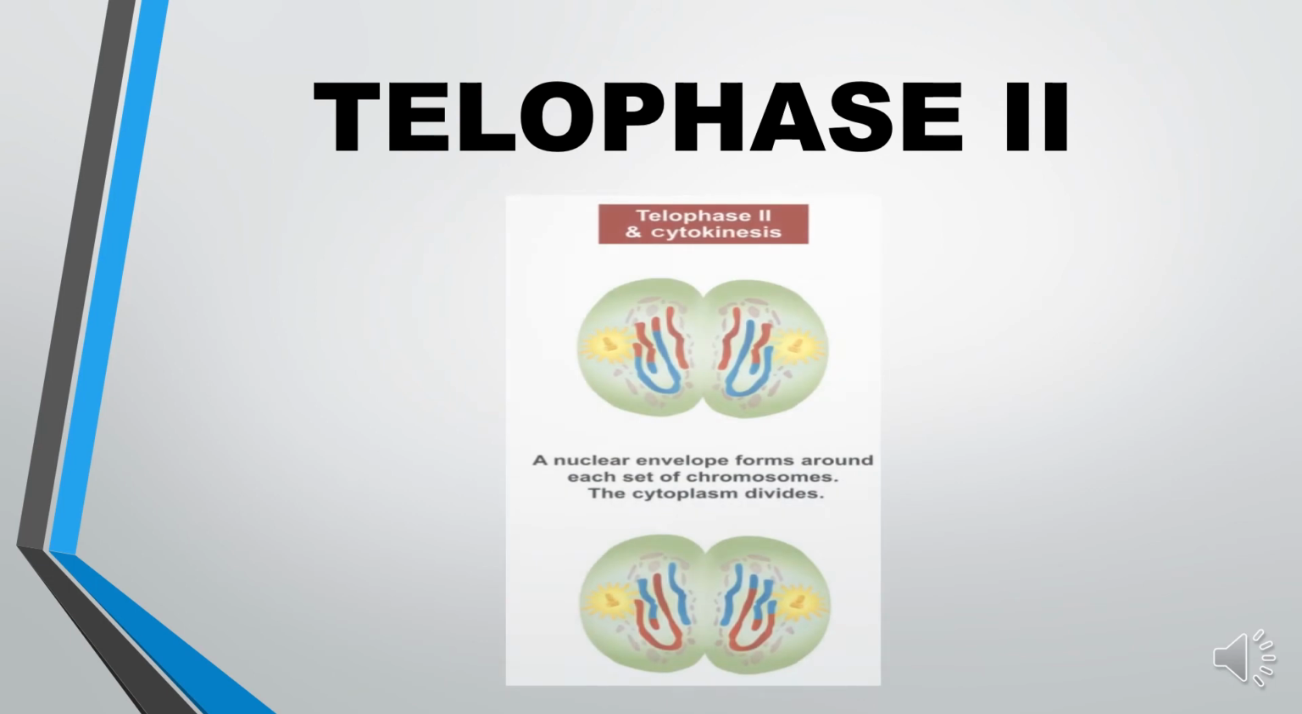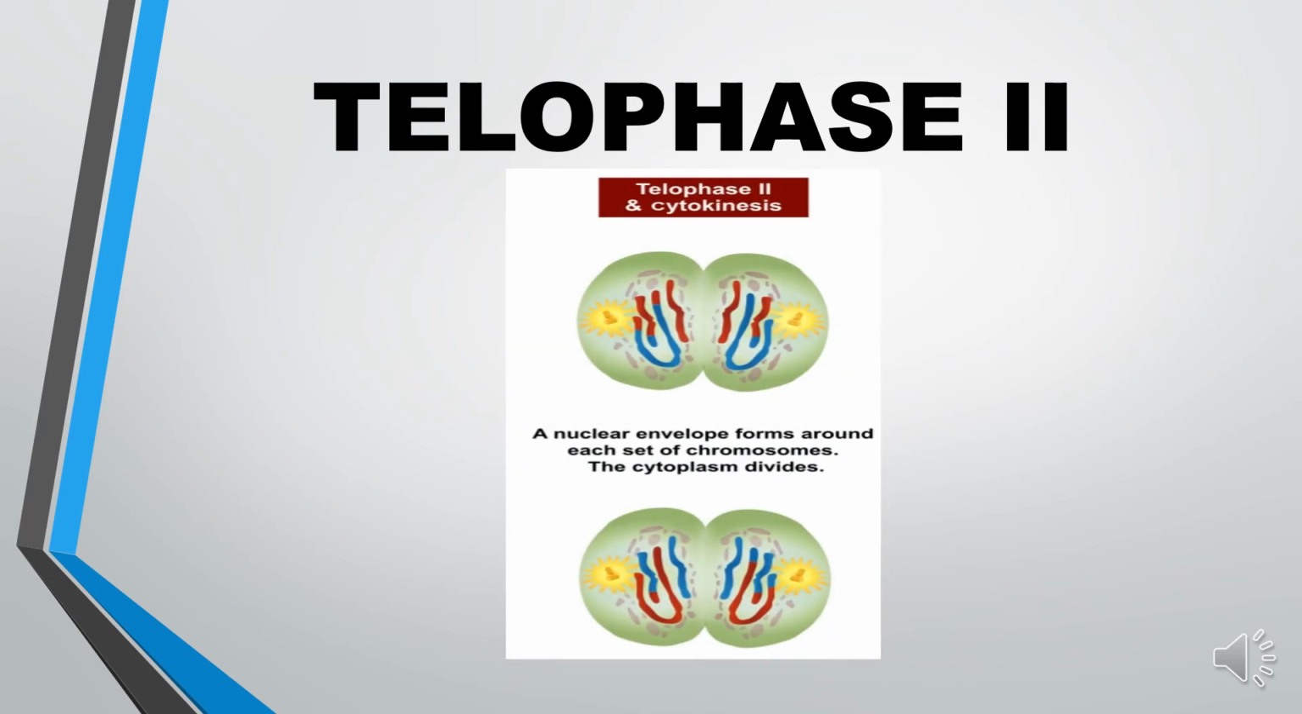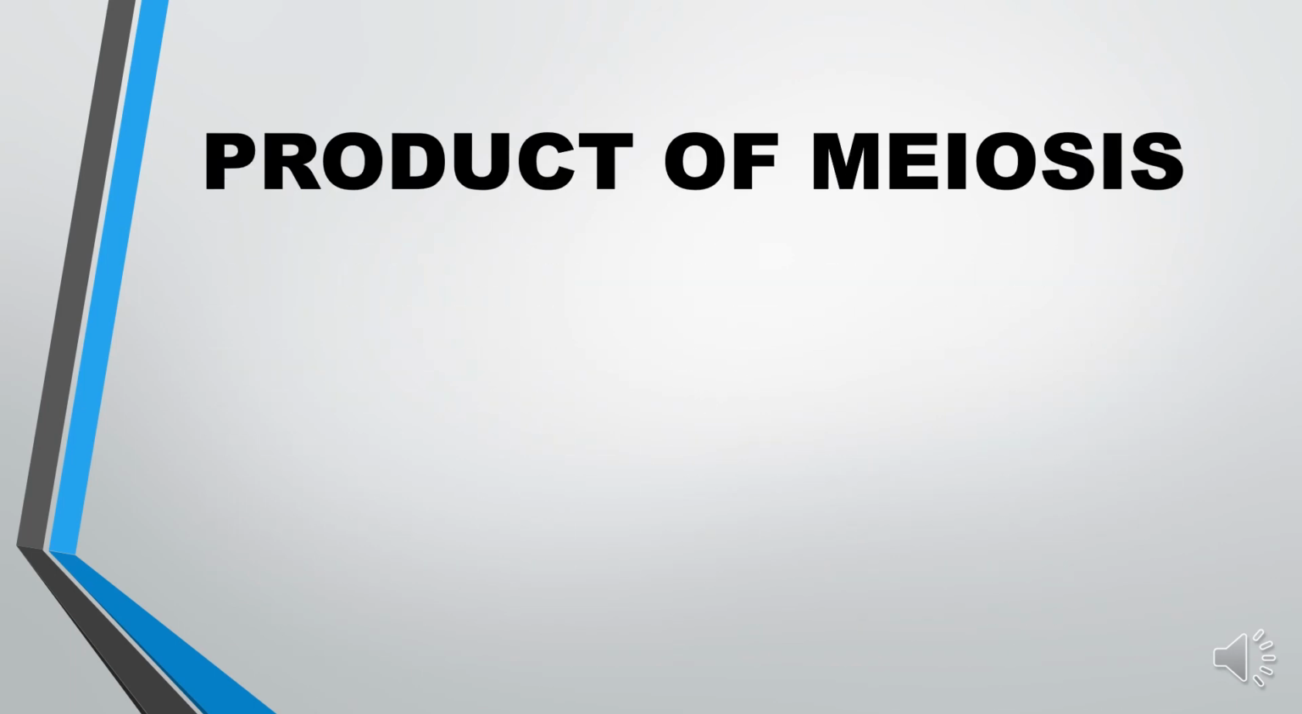Telophase stage means 2 or 4. Here, the nuclear envelope forms around each set of chromosomes. The cytoplasm divides. So from 2, we have 4 daughter cells. 4 unique daughter cells. So the product of meiosis, we have 4 unique haploid cells.